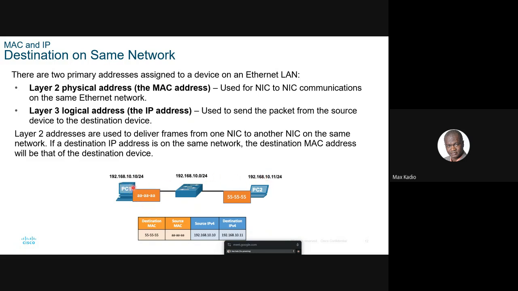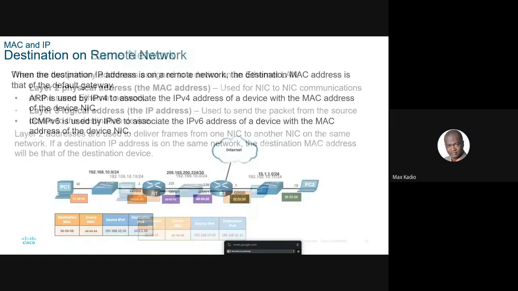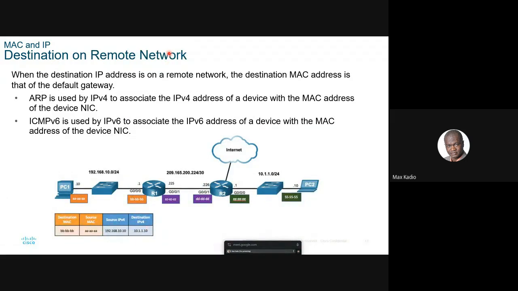From here, from PCA, the source MAC address is all A's. Destination will be all 5's. We belong to the same network, so they know each other. For the IP addresses, source IP 10.10, destination 10.11. So it's easy if you belong to the same network. Now, if you're not in the same network, it's a bit different. So read first, then I'm going to explain to you.